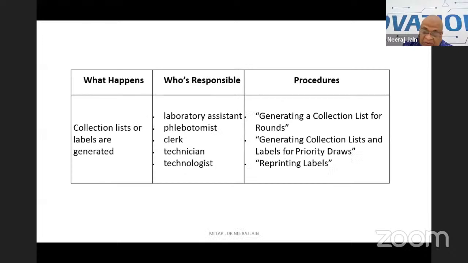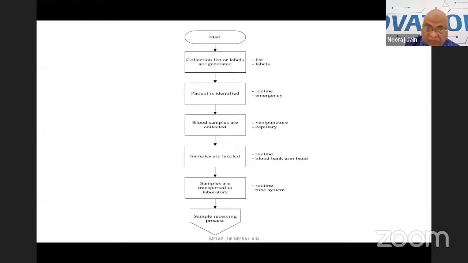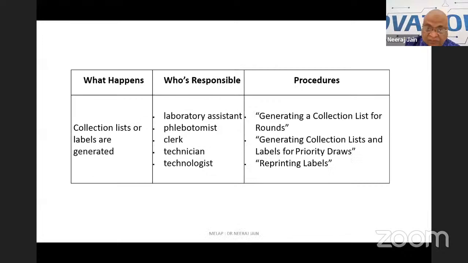So now, for each and every step, further details. What happens? Collection lists or labels are generated. Who is responsible? These people are responsible. What is the procedure? You are defining the procedure also, whether this will be done by barcoding or some other way.